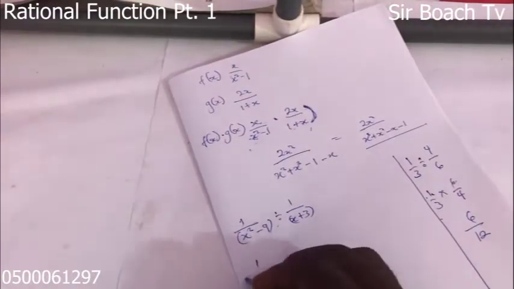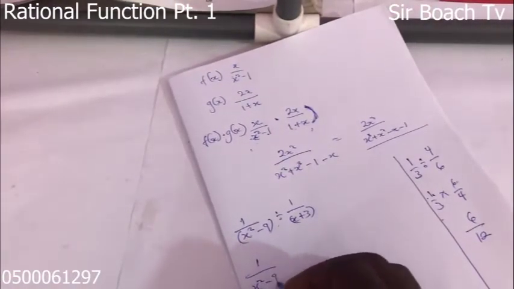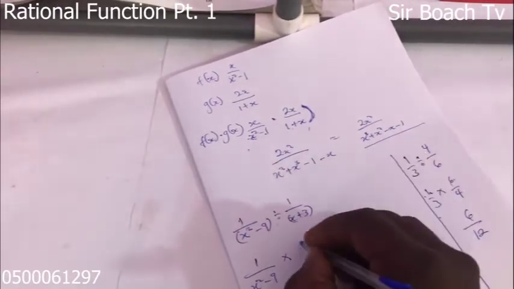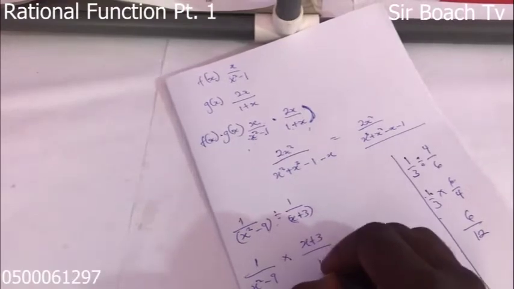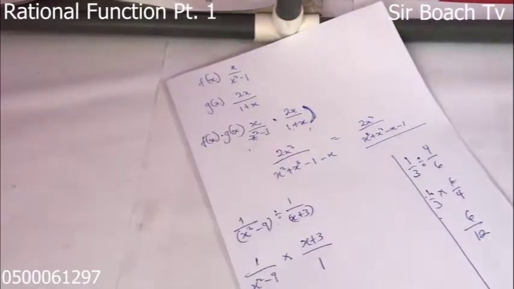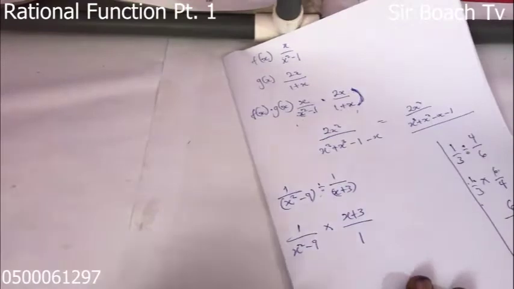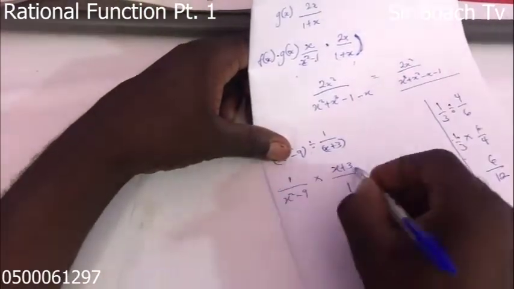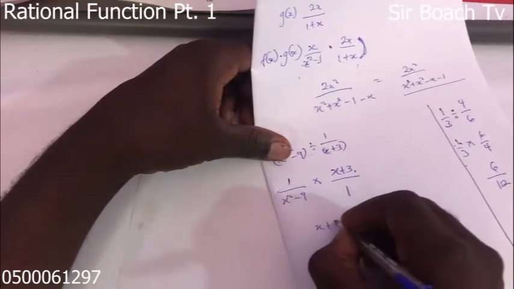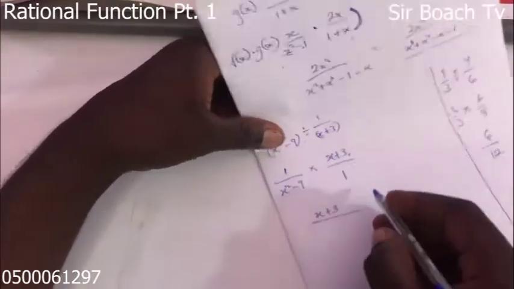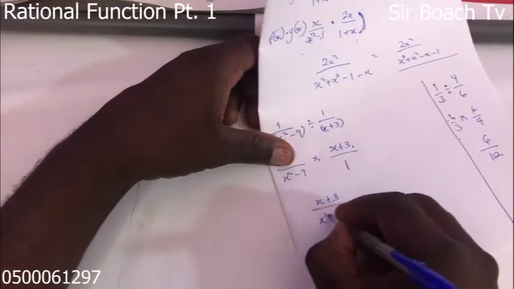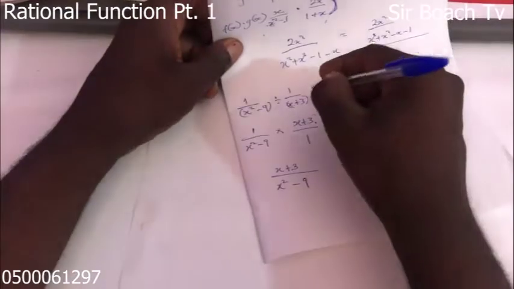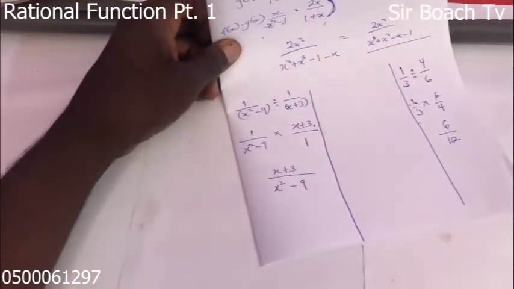So let's do the same thing over here. So we are having 1 over x squared minus 9 times, when we reciprocate this, we are going to get x plus 3 on 1. Now it has changed to multiplication. So what do we do? We multiply the tops and multiply the downs. So we multiply this by this, we are going to get x plus 3. And multiply this by this, we are going to get x squared minus 9. Now I'll ask a question. Are we done? Is this the final answer?